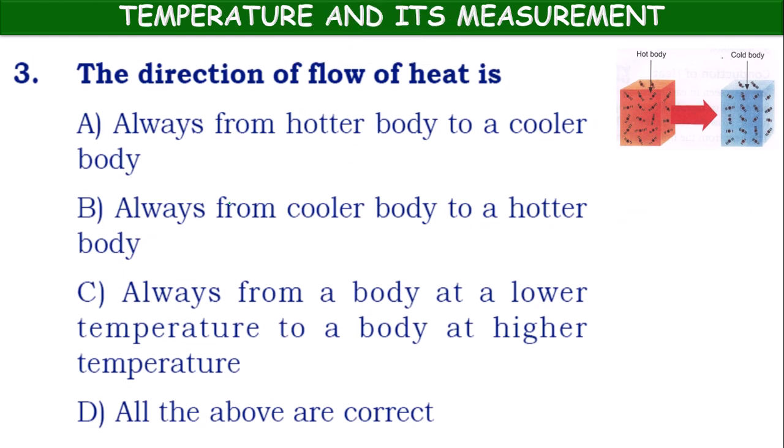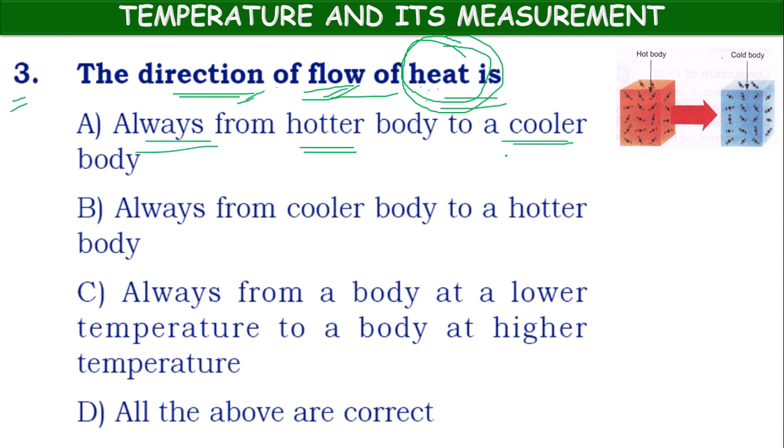Next one, third question. The direction of flow of heat: because heat travels from one body to another body, a question will arise about which place it moves from and to, or what the direction of its flow is. So option A, always from hotter body to cooler body. So it's correct. Heat always travels from hotter body to cooler body. So option A is correct.